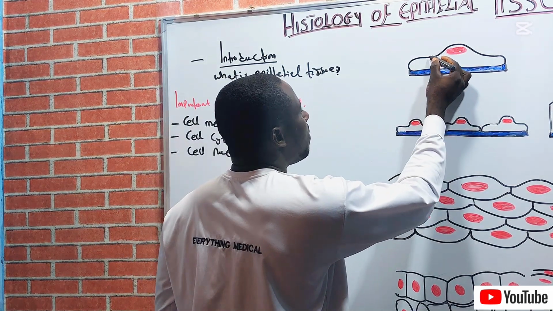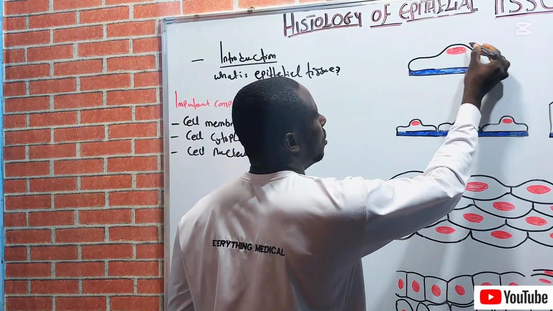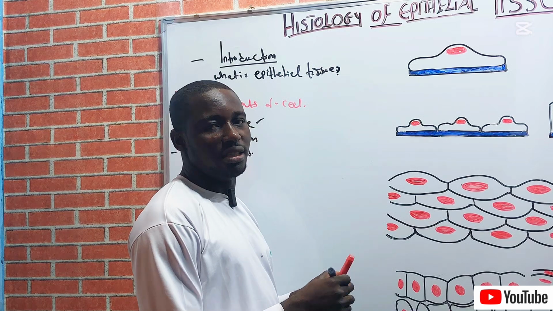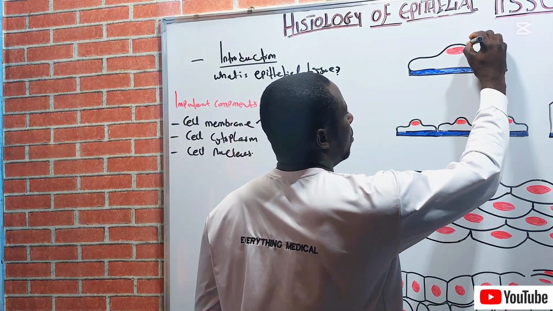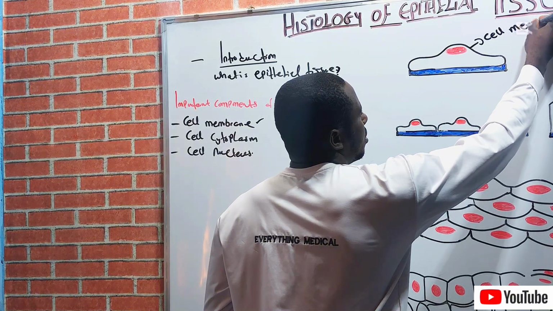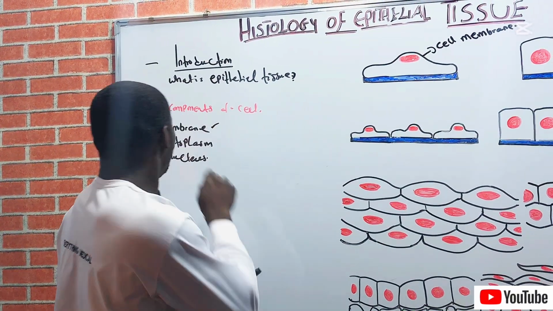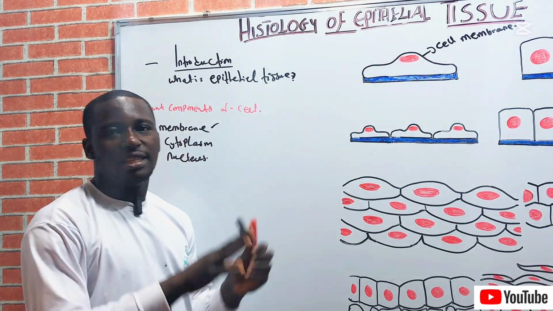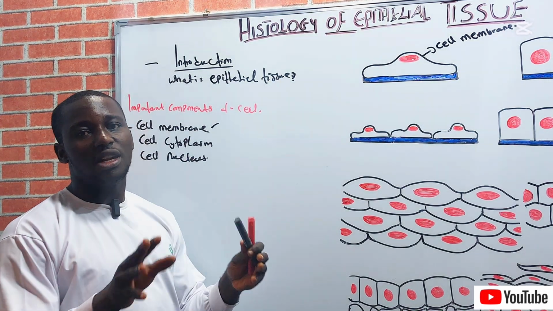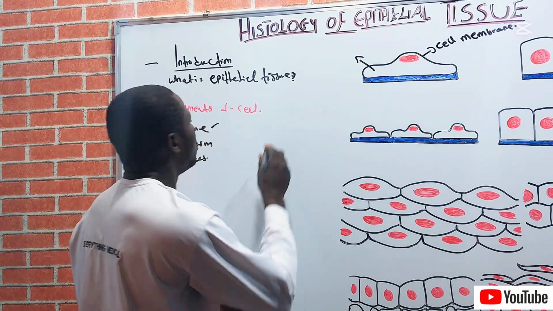Now, this is the cell membrane of the squamous epithelial cell. Here is the cell membrane. The cell cytoplasm is where the cell organelles are embedded. It's a jelly-like fluid in which the cell organelles are embedded. Now, inside here is the cell cytoplasm.